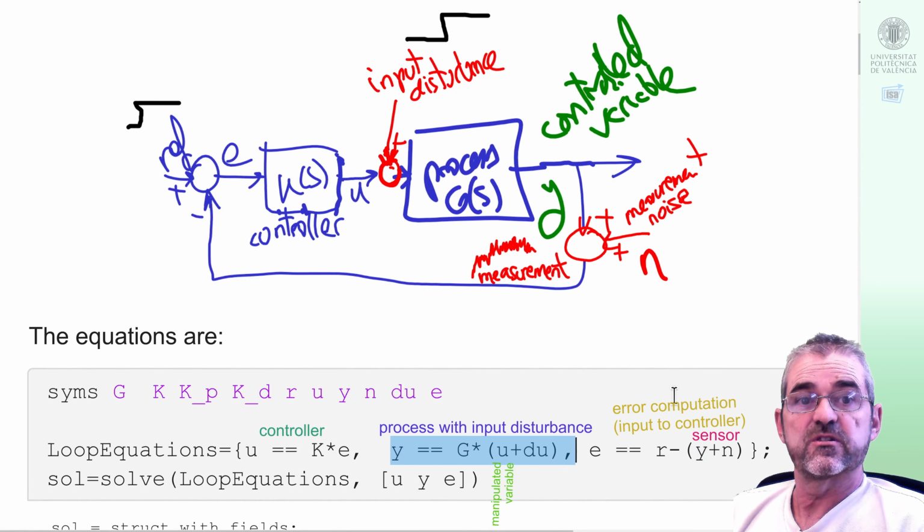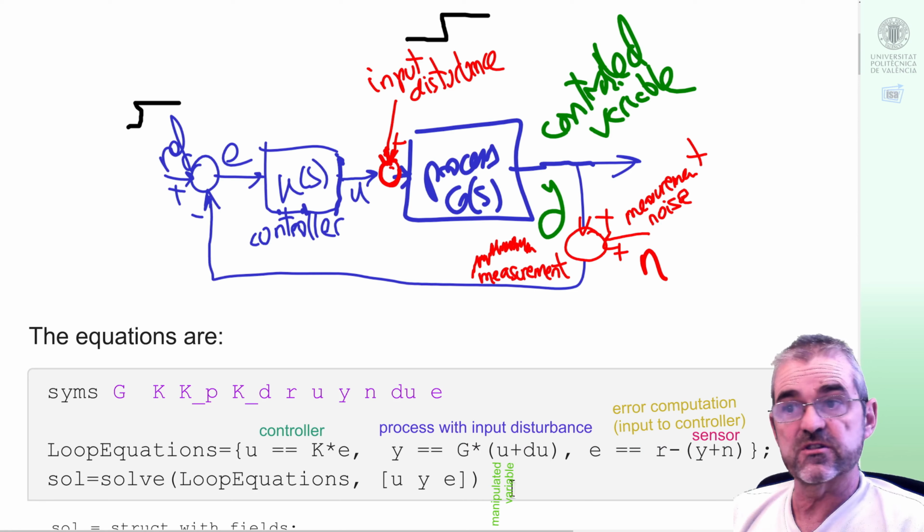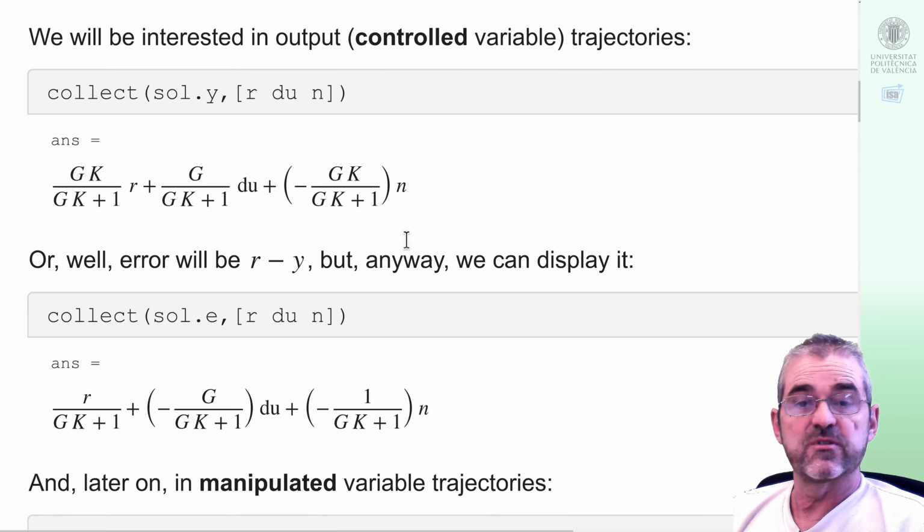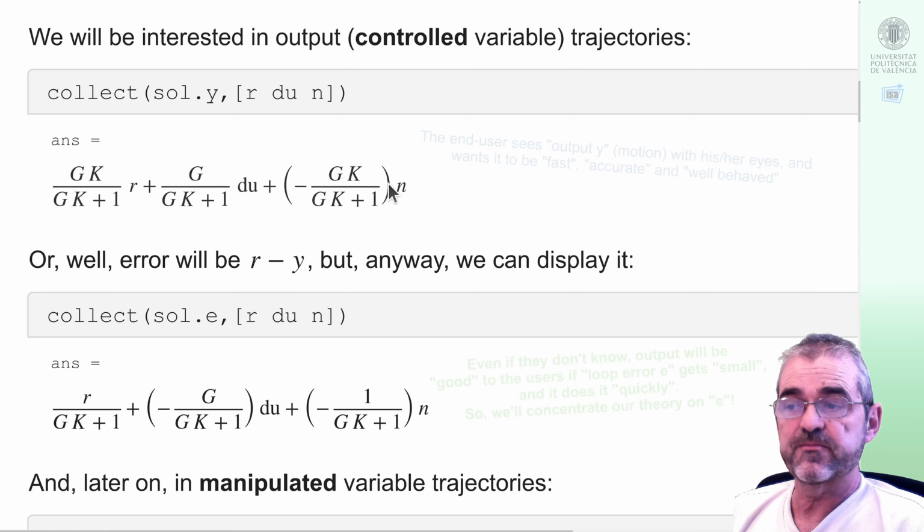This is the process equation, in which the input is my manipulated u plus some disturbance du, and then the measured error is the difference between R and the measured output, y plus noise. So I have three equations, three unknowns, u, y, e, and then solving for them and putting them in pretty form, we can have this expression, for instance, for the output, which is what my user will see, how the position of my mass moves.